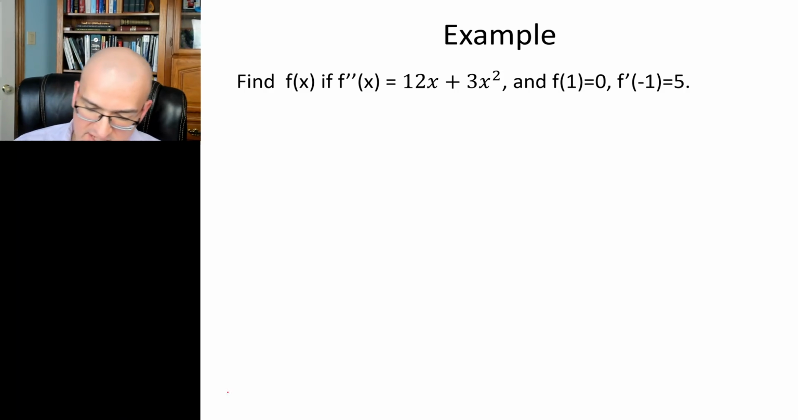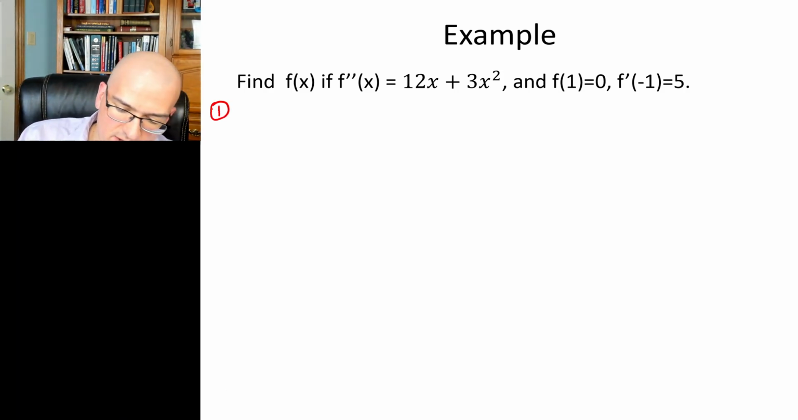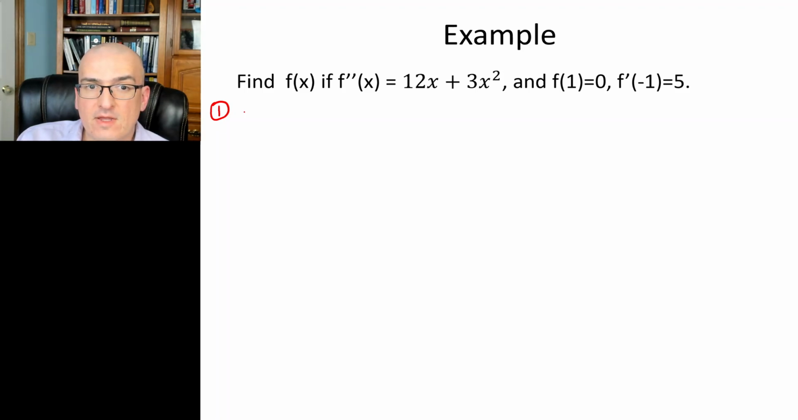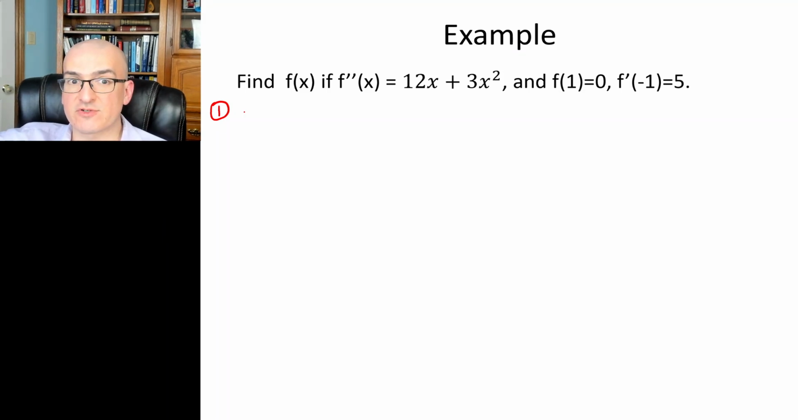So I'm going to write down the steps here. Step 1 will be, if I take the antiderivative of the second derivative, what do you think we're going to get? We're not going to get the original function. We're undoing one of those two derivatives. There's still going to be another derivative left.